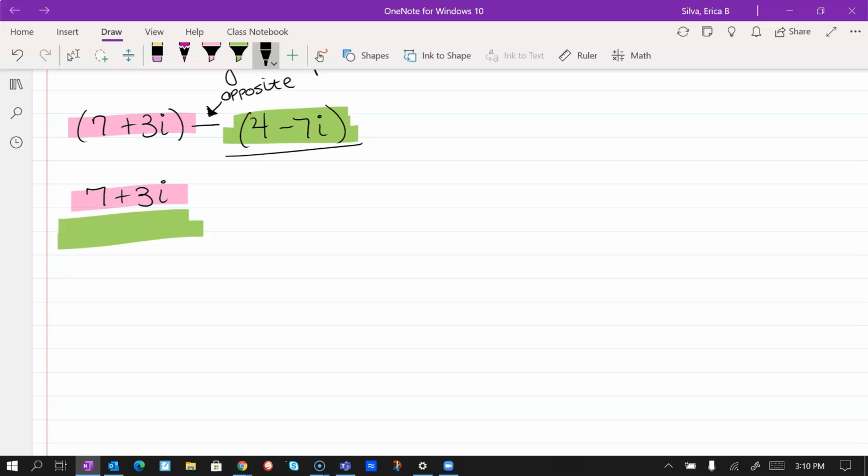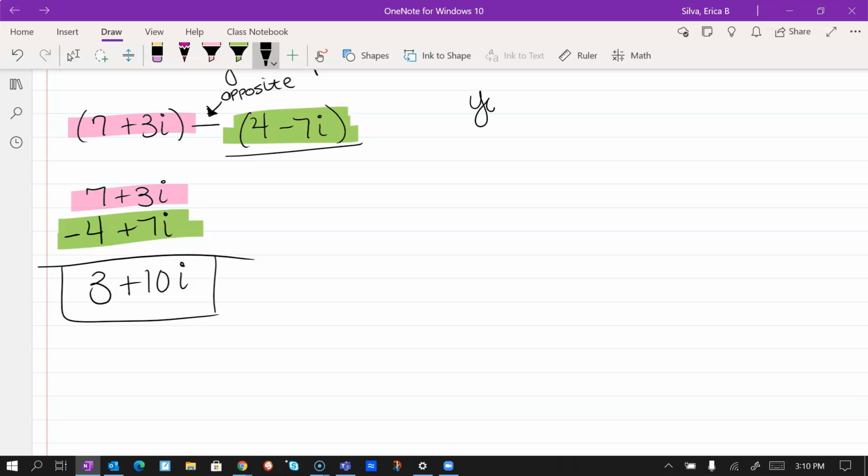So instead of positive 4, we're going to do minus 4. And instead of negative 7i, we're going to do positive 7i. And then we add. 7 minus 4 is 3. 3 plus 7 is 10. Any questions? Go ahead and try this one. 10 minus 7i minus 3 plus 2i.